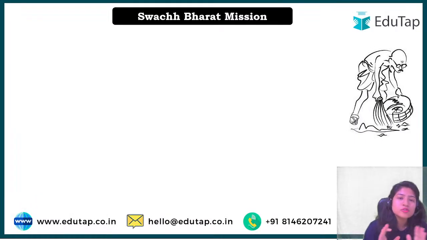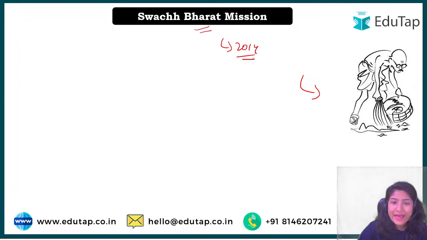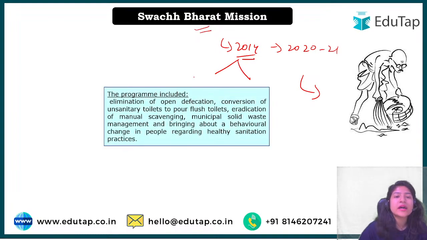Okay, so let's talk about Swachh Bharat Mission. We have already understood it, right? It keeps the vision of Mahatma Gandhi, who always envisaged sanitation, and this is what this particular scheme is all about. Swachh Bharat Mission was launched in 2014, and then in 2020 and 2021 respectively it was revised. It has two sections, one for the urban areas and one for the rural areas. The basic idea of the program was to eliminate open defecation, conversion of unsanitary toilets into flush toilets, eradication of manual scavenging, solid waste management, and bringing behavioral change among the people.